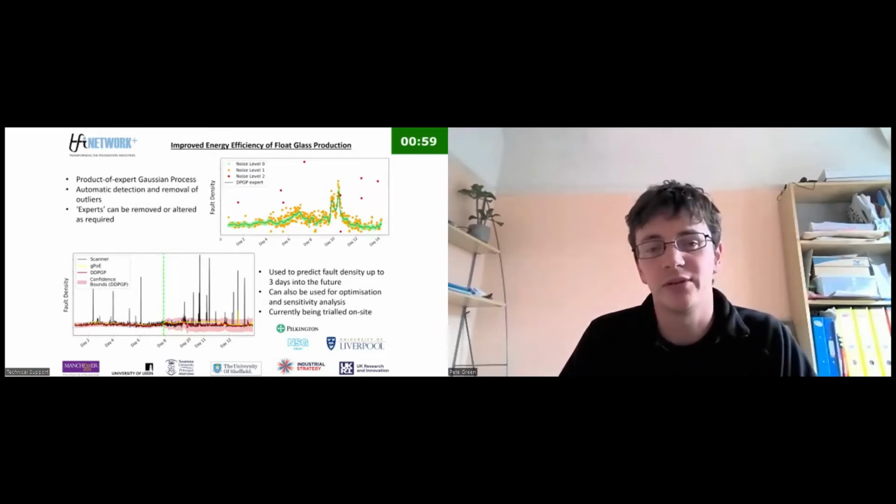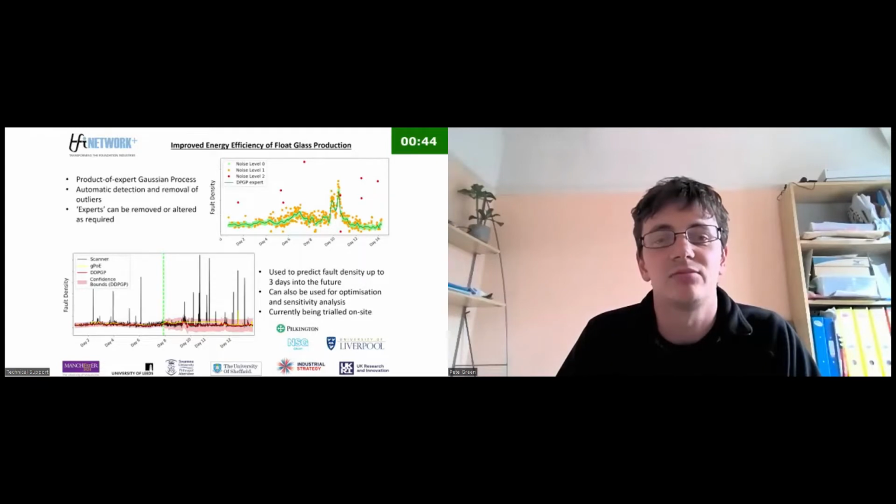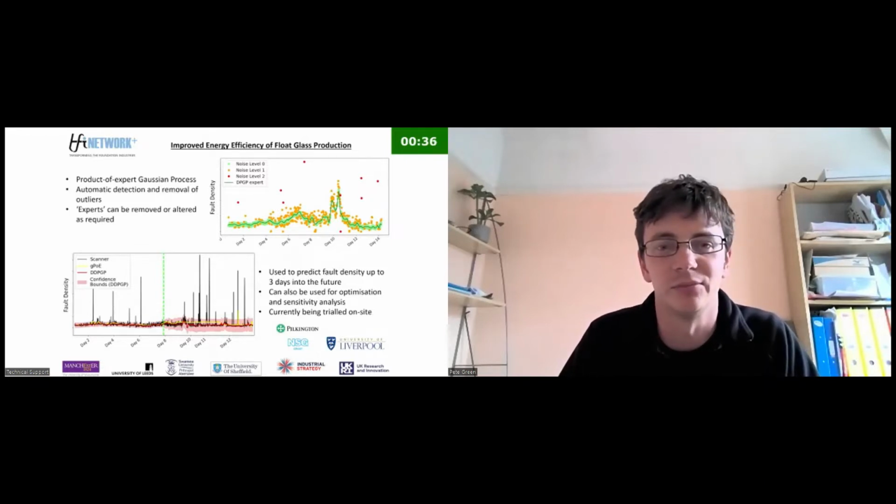So this is what we've got at the moment. It's regression, so that line you're seeing is predicting fault density 72 hours into the future. And it's automatically deleting the outliers, which are the red and orange points. It's running at the moment in the UK5 facility with NSG Pilkington, in St Helens, just up the road from Liverpool. It updates every 20 minutes. It says what it thinks is going to happen in the next 72 hours.